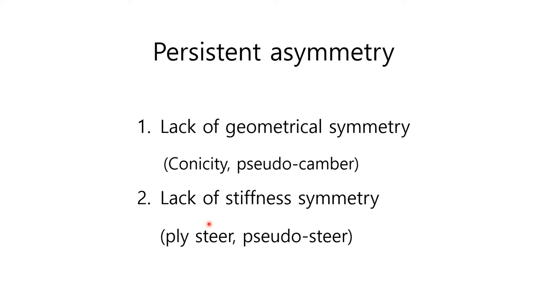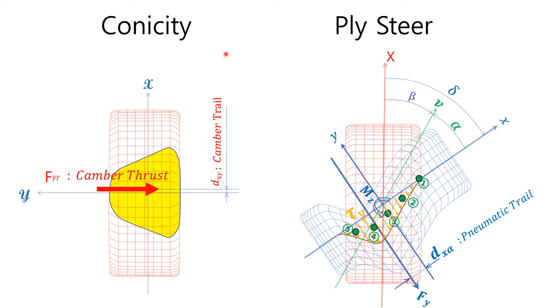These two pictures are shown in the previous videos related to the camber and the side slip angle. The same thing exactly happened in the tire contact patch for both conicity and the ply steer, respectively. Conicity looks like camber, and the ply steer looks like lateral force due to side slip angle. Considering the tire structure, conicity and the ply steer are more likely produced in radial ply tire than in the cross ply tire.